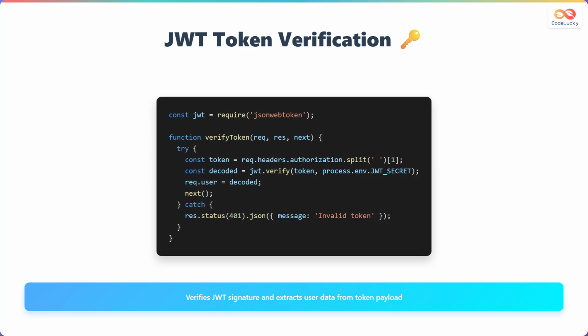Let's implement JSON Web Token, or JWT, verification in our middleware. First, we require the JSON Web Token library. Next, we define a function called verifyToken that takes the request, response, and next parameters. Inside a try-catch block, we extract the token from the authorization header, splitting it to remove the Bearer scheme. We then use the JWT verify function to decode and verify the token using a secret key stored in the environment variables under JWT_SECRET. If the token is valid, we attach the decoded user information to the request object. Finally, we call next to proceed to the next middleware.